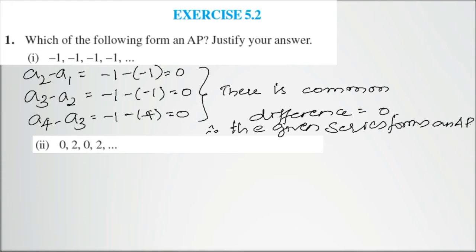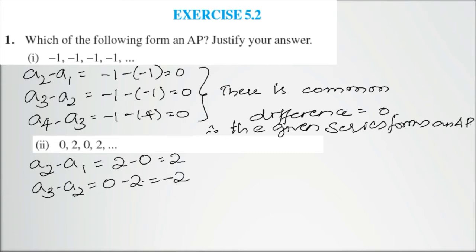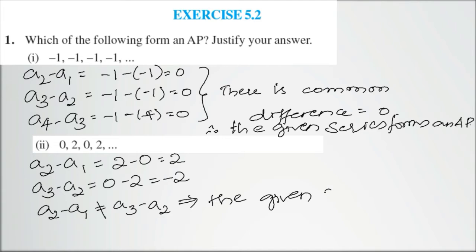Let us see the second one. Does it form an arithmetic progression? For that, again, I will find a2 minus a1, which is 2 minus 0, which is 2. a3 minus a2, 0 minus 2, nothing but minus 2. In this case, a2 minus a1 is not equal to a3 minus a2. This implies the given series is not an arithmetic progression.